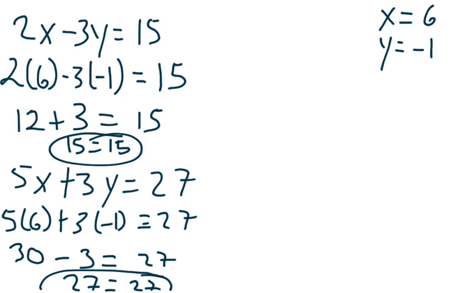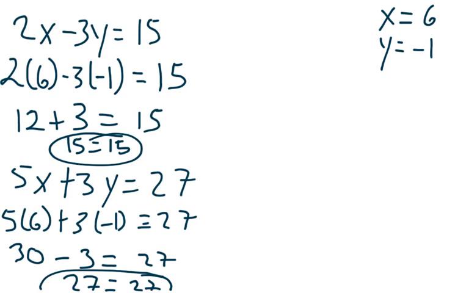Okay, now to check your work, you would input both into the original equations. So the 2x subtract 3y equals 15, you would input the 6 and the negative 1 for their variables, so it would be 2 times 6 subtract 3 times negative 1 equals 15, so you would simplify, so it would be 12 plus 3 equals 15, so when you simplify all the way, it equals 15 equals 15.